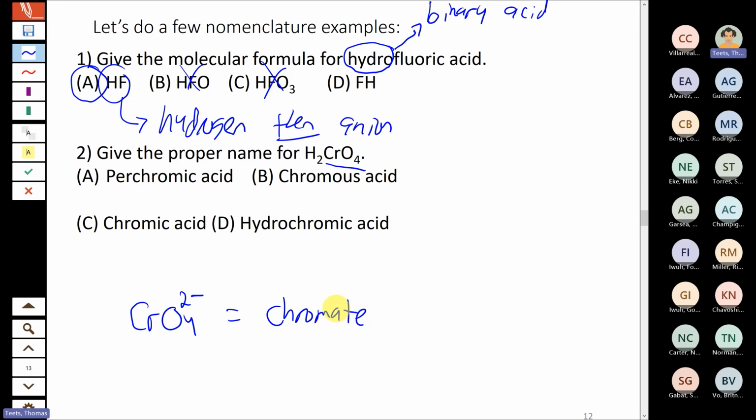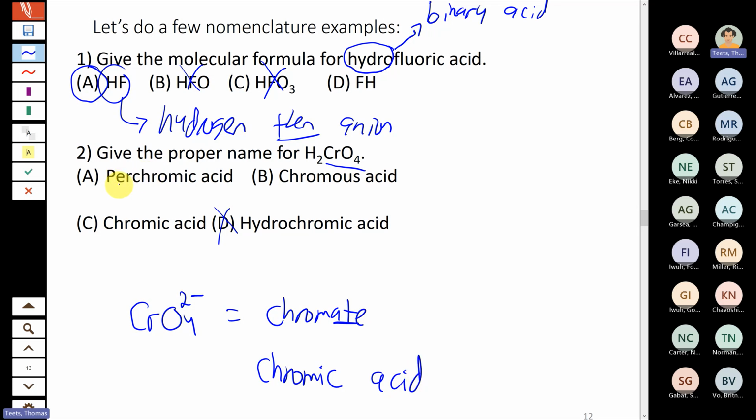So for oxo acids, you don't need any prefixes. So the hydro, this one's out because there's no hydro prefix in any of those, but you just look at the name of the anion. ATE becomes IC when it turns into an acid. So chromate becomes chromic, and then just the word acid after it. So perchromic is not correct.